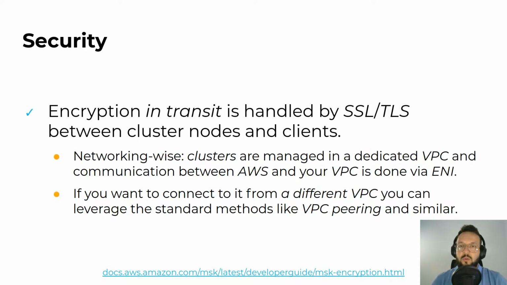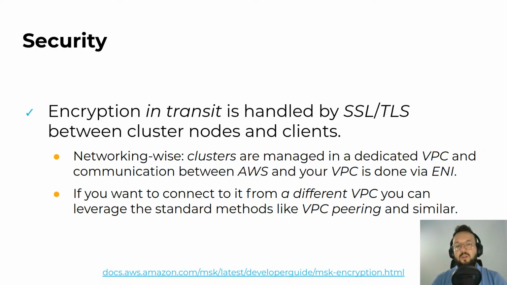An additional point is about security. When it comes to encryption in transit, it's covered by SSL/TLS between clusters and between cluster nodes and clients. And networking wise, you need to be careful and set up your security groups and your networking properly. As I said, clusters are managed in a dedicated VPC, and the communication between AWS and your VPC is done via ENI. So it's not going over the internet. That's a great thing.